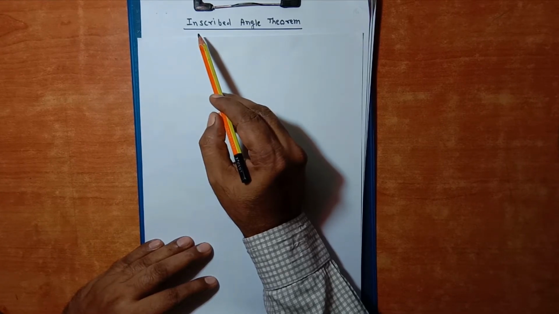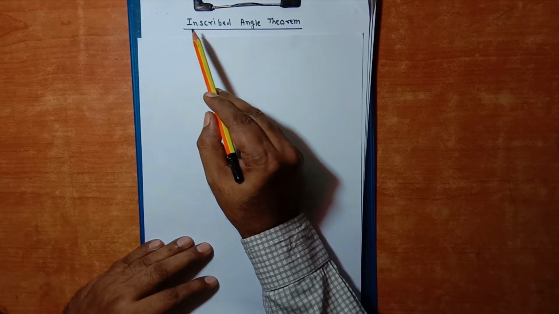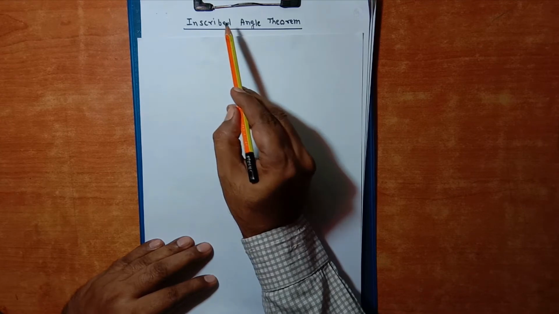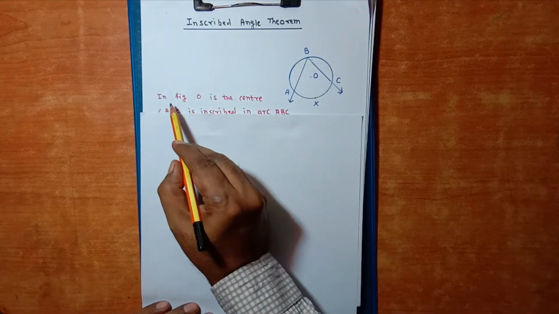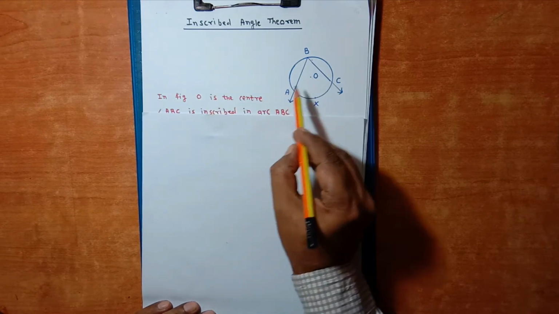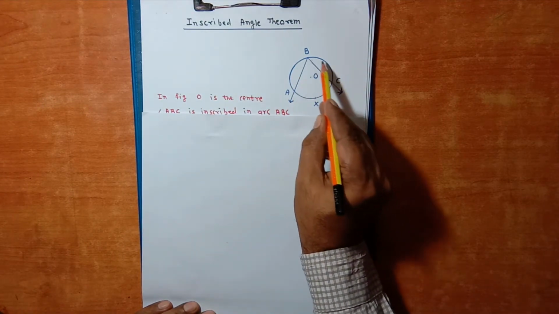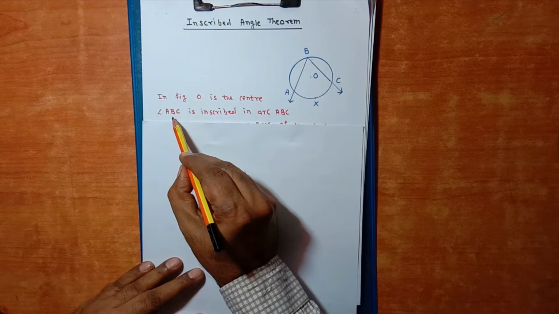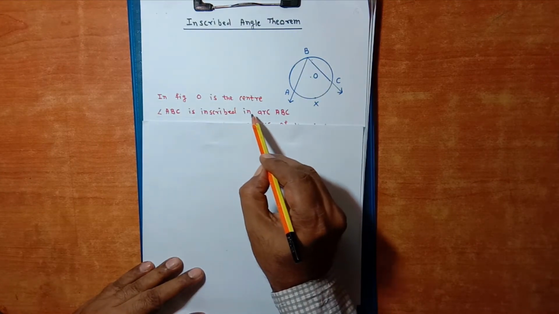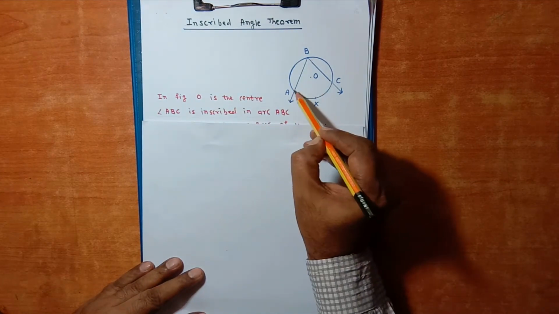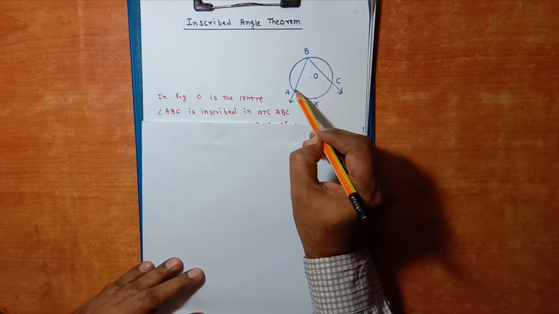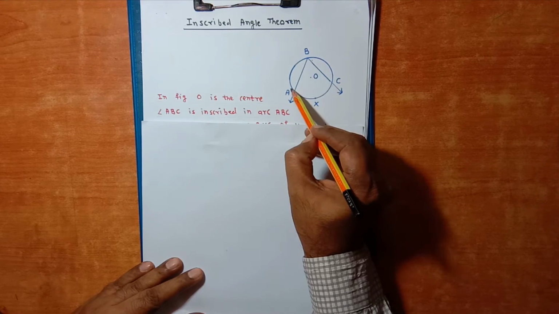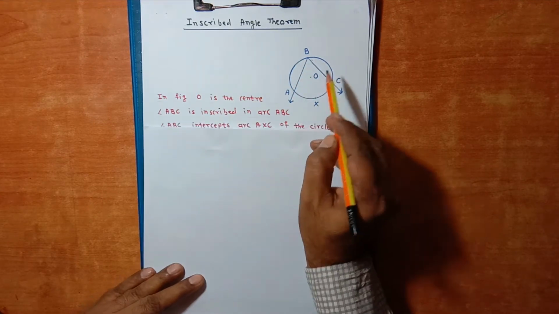Now we will study one important theorem whose name is the inscribed angle theorem. In the figure, O is the center of this circle. Angle ABC is inscribed in arc ABC. This is angle ABC, this is arc ABC. So angle ABC is inscribed in arc ABC.